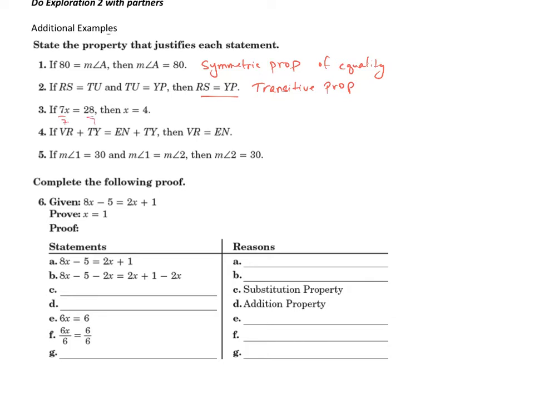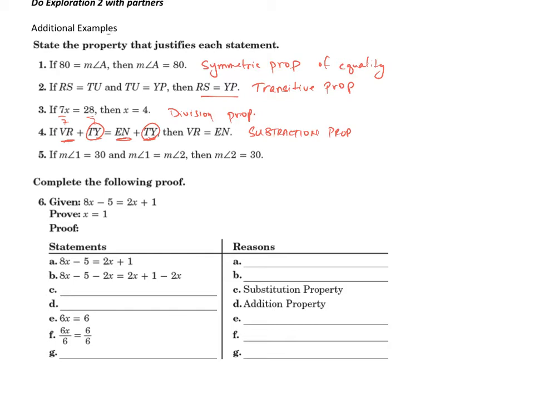What did you do to each side? You divided by 7. This would be the division property, and you could say of equality. Okay, over here, VR plus TY equals EN plus TY. VR would equal EN, because you subtracted a TY from each side. So this was the subtraction property of equality.